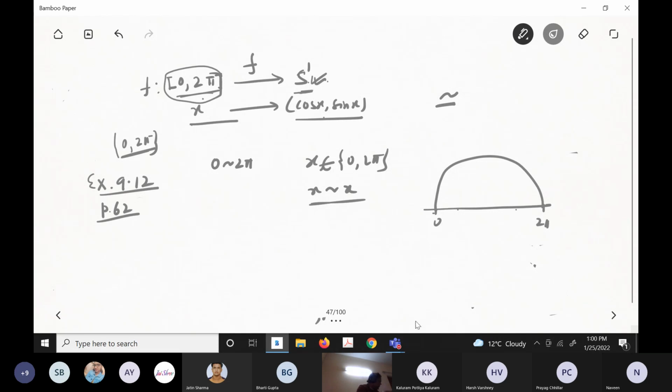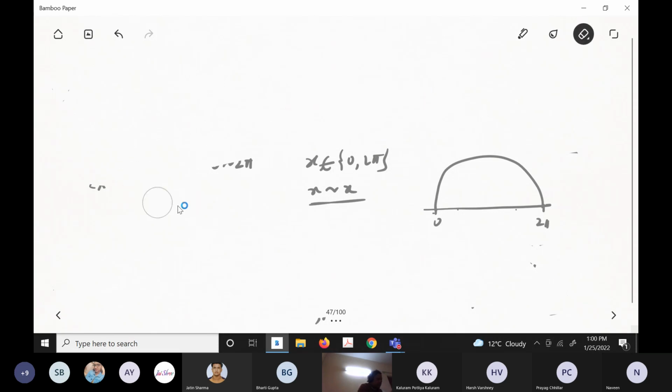Now here, this is one. Next thing is that, look here, you have this square.